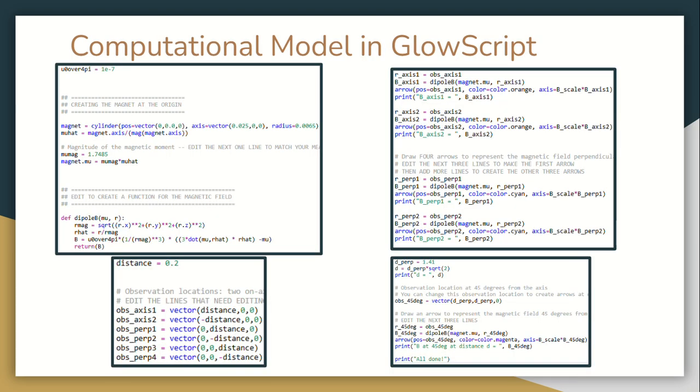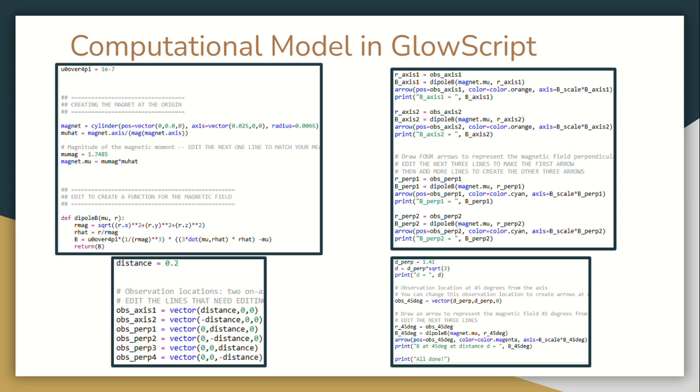Here's my computational model in GlowScript. This was given to us by the starter code, in which you just put in all of your described values from the experiment. We have both of the observation axes, and all 4 of the observation perpendicular distances. Then over here at the top right, we have our perpendicular radii, and you have to actually make 4 of these instead of just the 2 that I have shown.